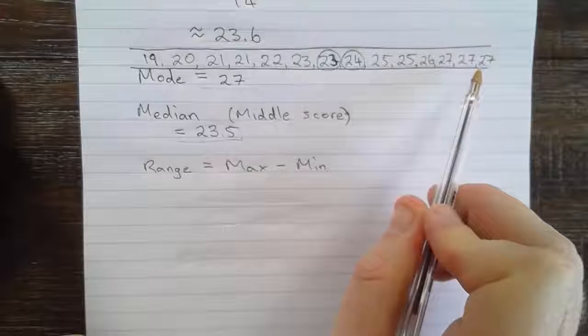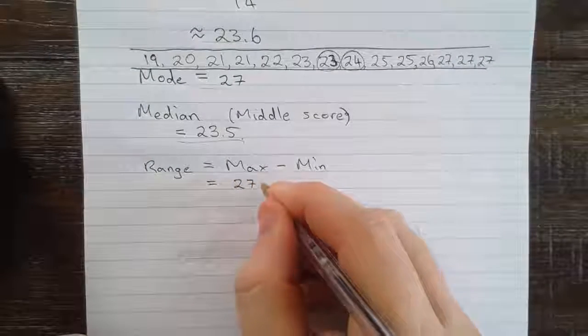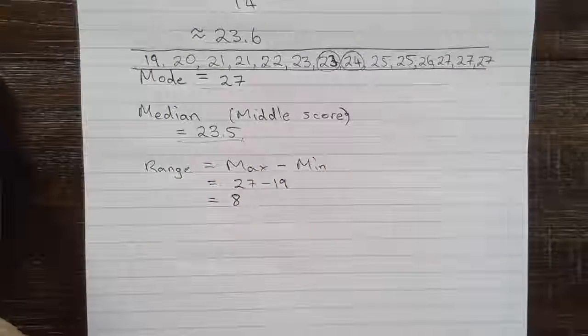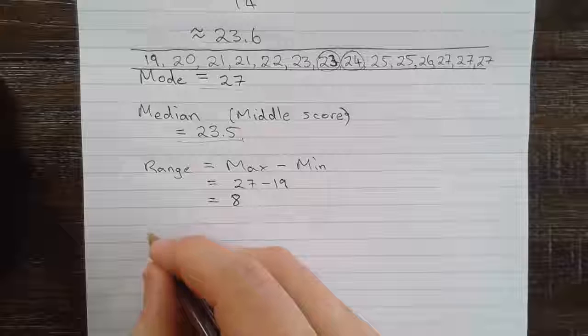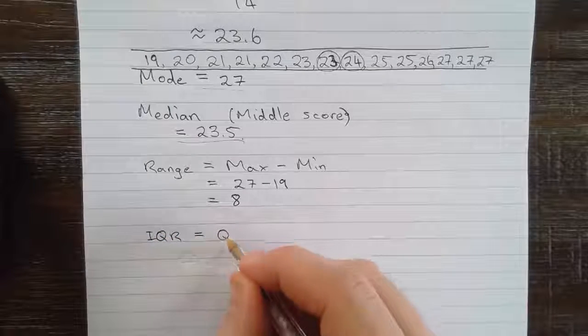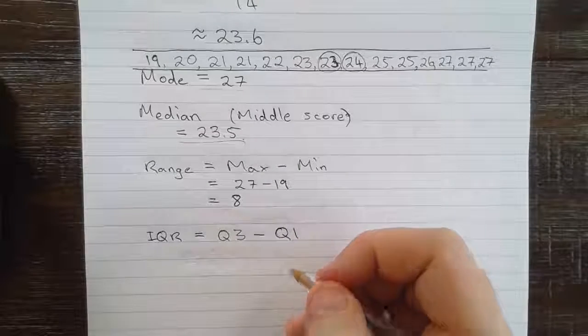The maximum is 27 and the minimum is 19. So we have 27 minus 19, which is pretty easy. That one's just 8. Now next up is the interquartile range, or IQR. The interquartile range is the third quartile value minus the first quartile value, Q3 minus Q1.